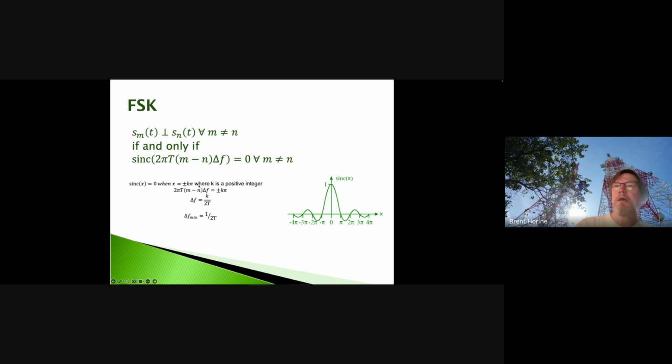So now we just substitute in this argument here and set that equal to plus and minus k pi. So we can cancel out some pi's there, and we can say that this general solution here, where delta f is equal to k over 2T, right? So what does that mean, right?